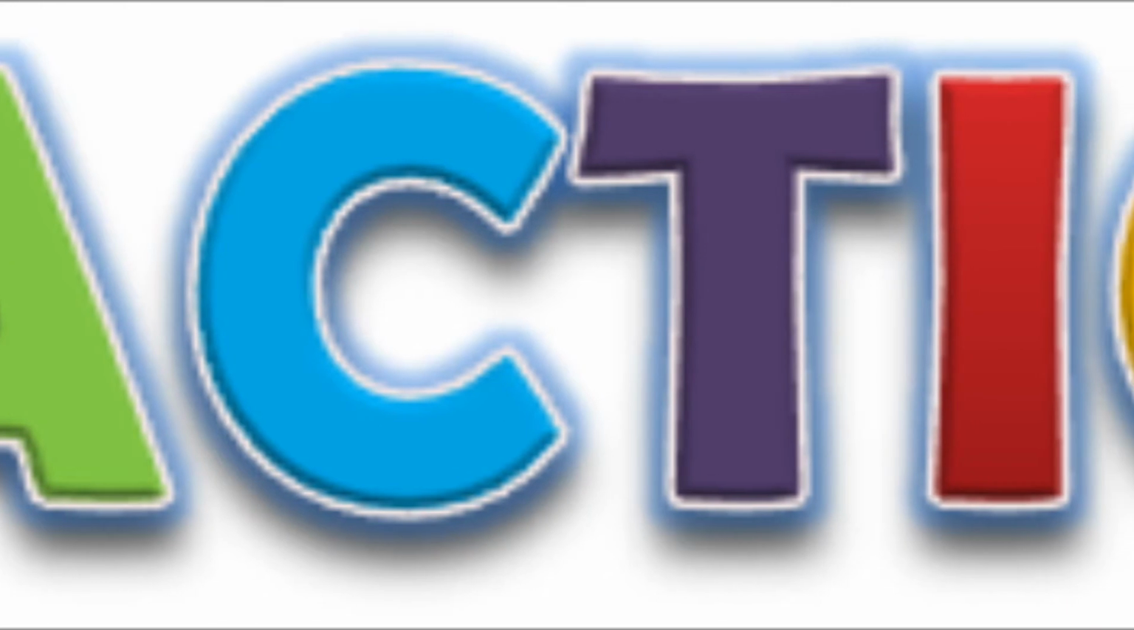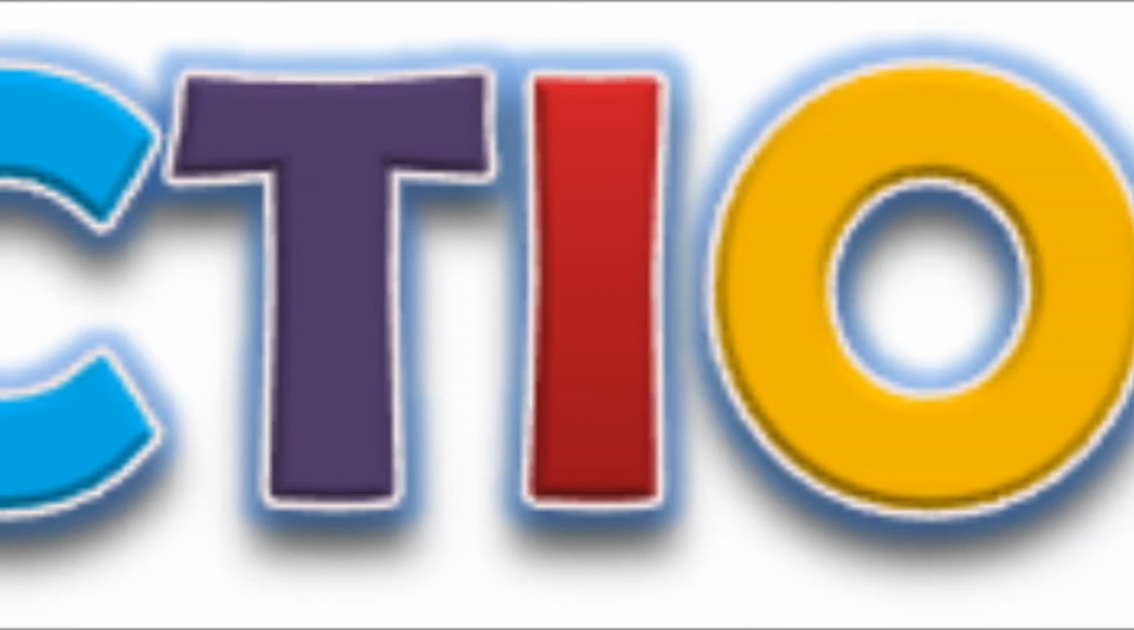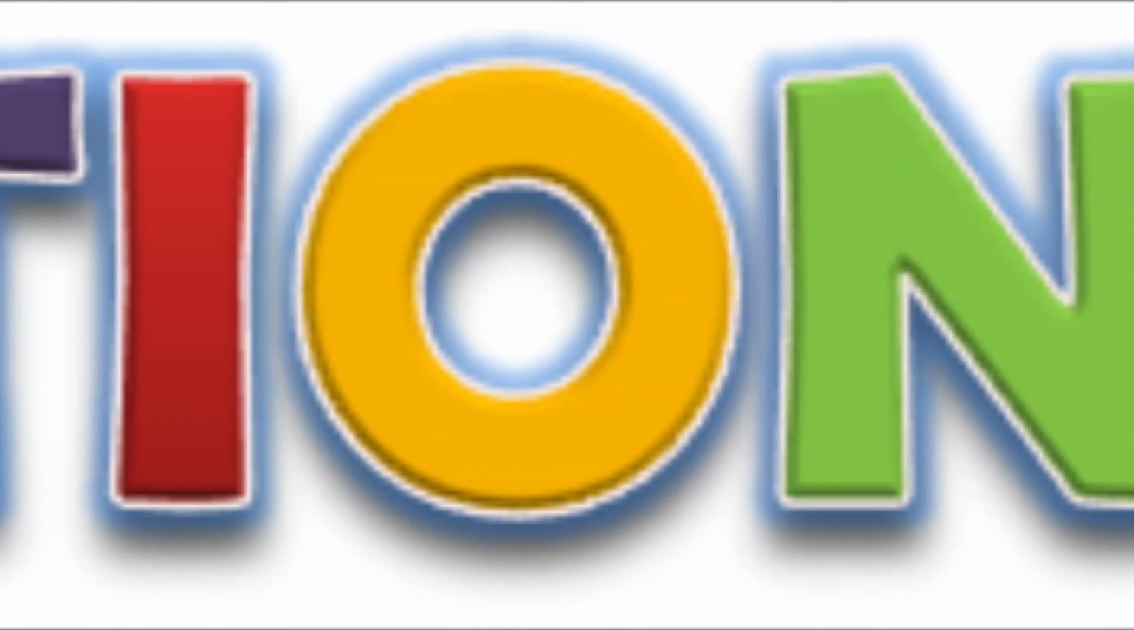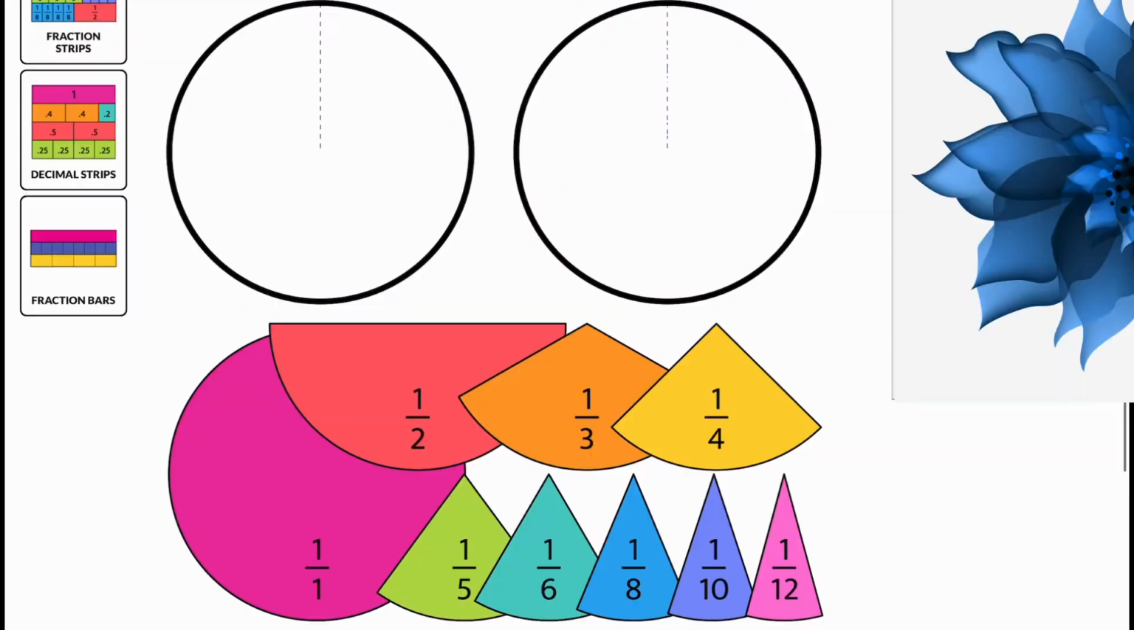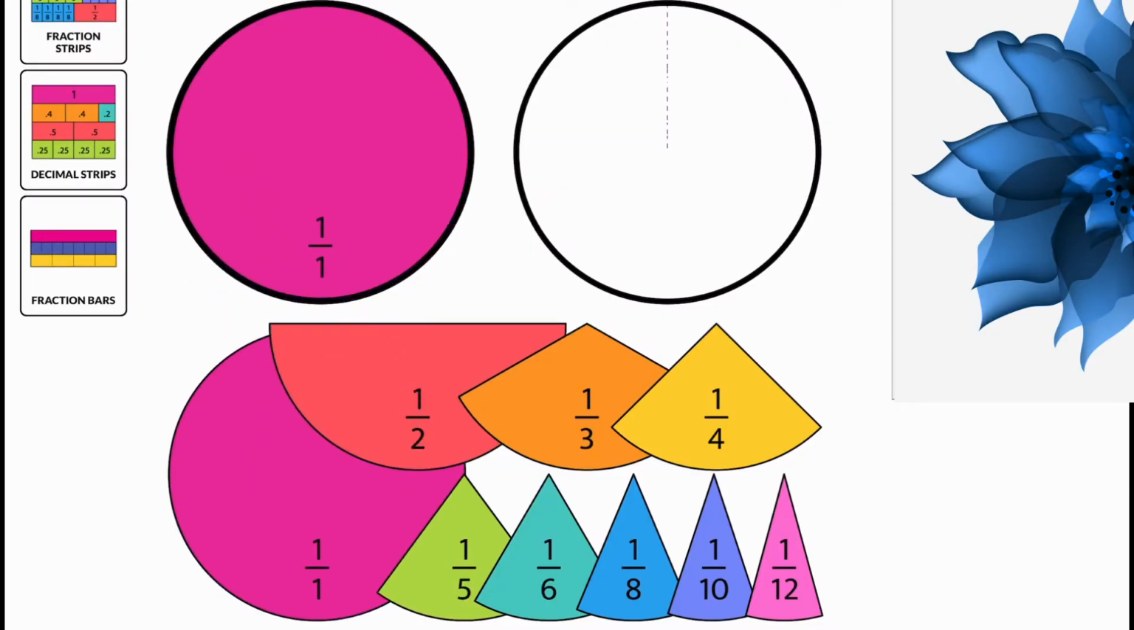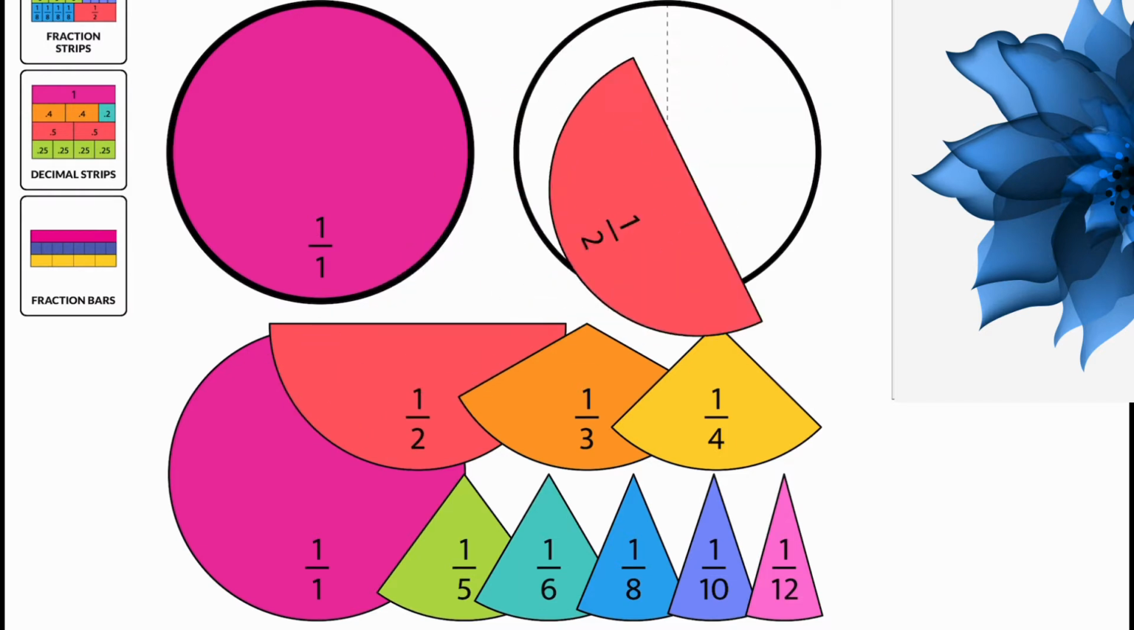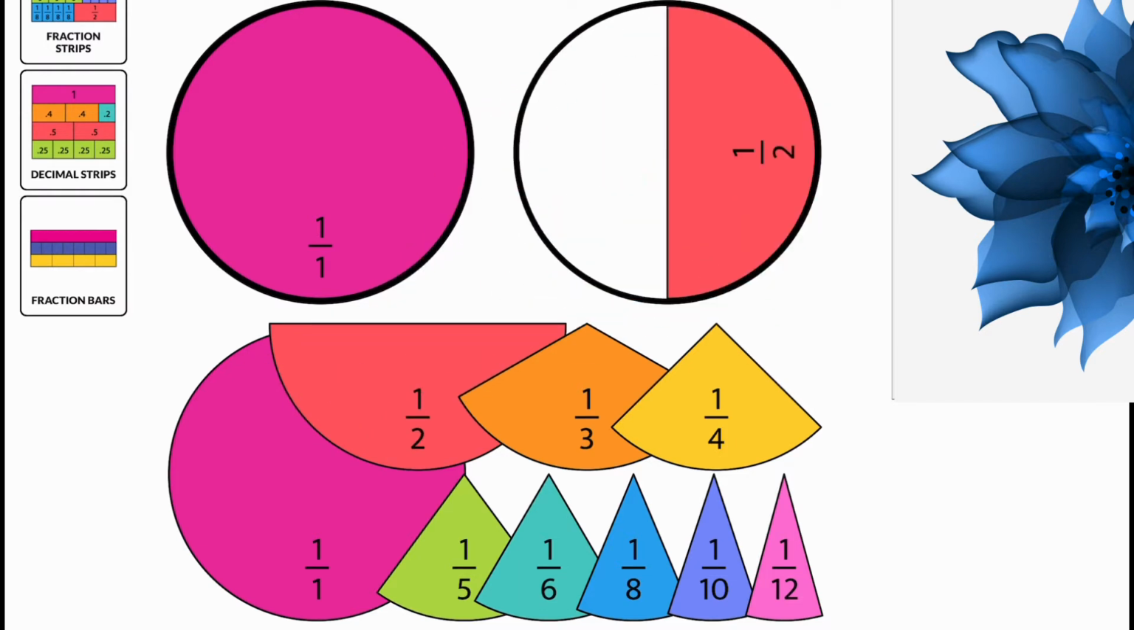Today we're doing fractions again, looking at quarters today. These are fraction circles. Here I have got one whole. One whole pizza is on the screen. Here is a half. How many halves do you think I need to make one whole? If you're not sure, have a look at the denominator to find out.